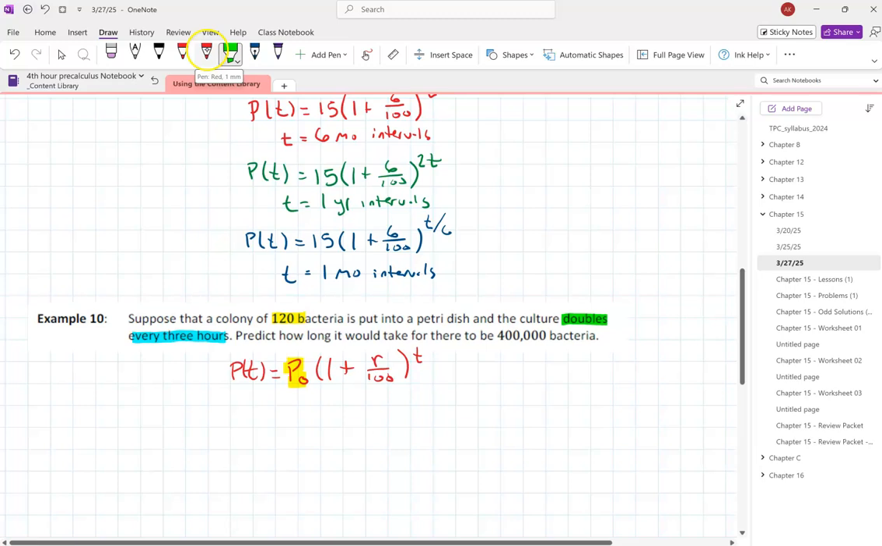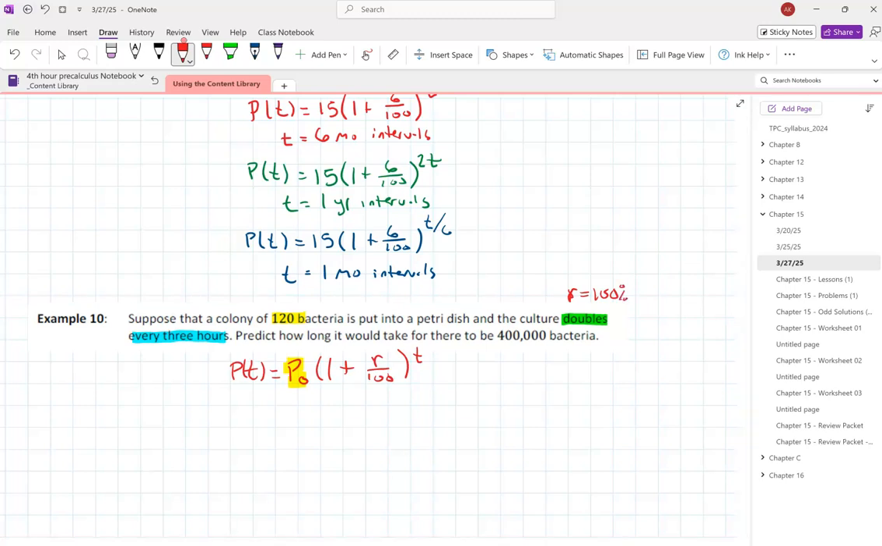What percent is doubles? 2 is wrong. 100 is correct. So for example, if you had $100 and you made 100% profit, you would have made an additional $100, giving us a total of $200. Hence, your money has doubled. So 100% change is equivalent to doubling. Everybody's okay with that? All right, so we have that then.